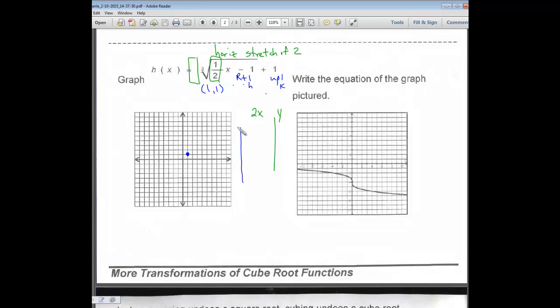Let's look at all the old values. So for all the x values, we're multiplying by 2. And all the y values we leave alone. Now let's graph this function.